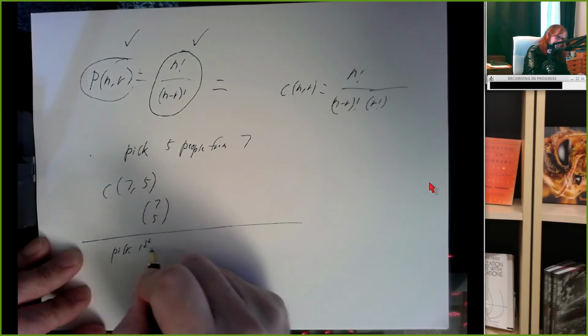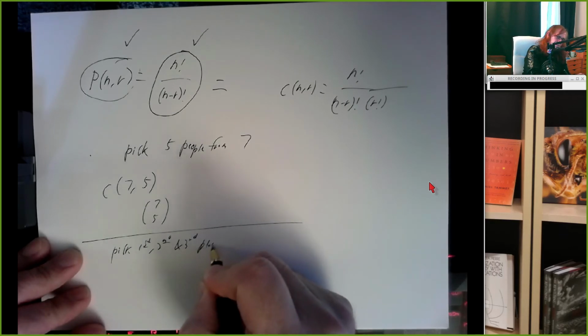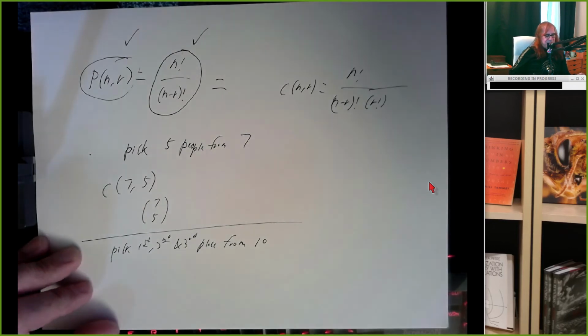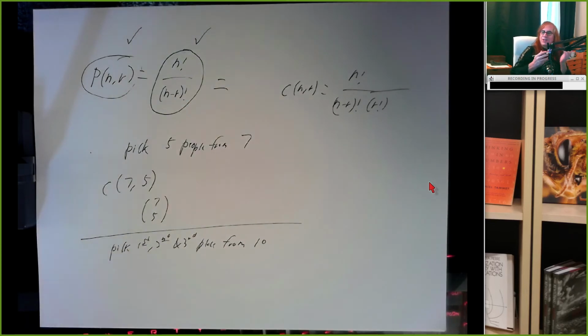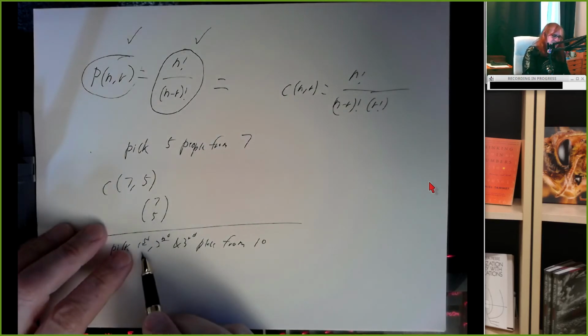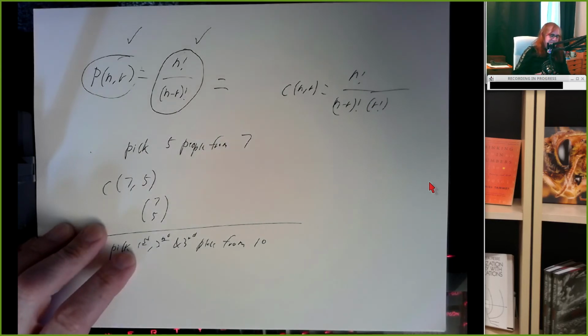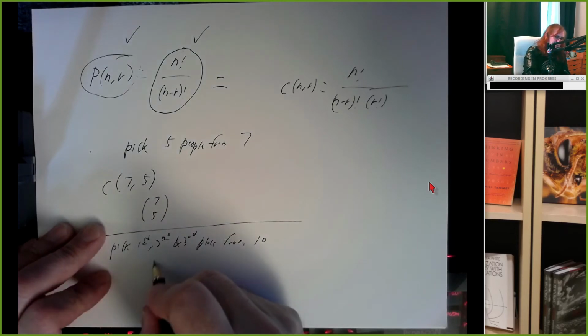Pick first, second, and third place from a group of 10 people. Well, now we're choosing one person to be in first place, choosing a person to be in second, choosing a person to be in third. We're still picking 3 people out of 10, but the order in which we pick them is important, right? Because if I pick A, B, and C to be first, second, and third, that's a different selection from if I pick B, C, and A to be first, second, and third. So this would be a permutation.